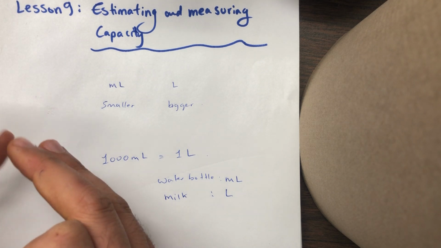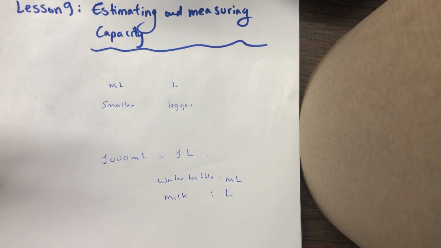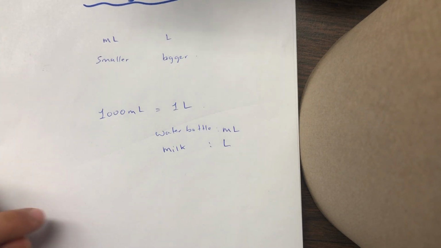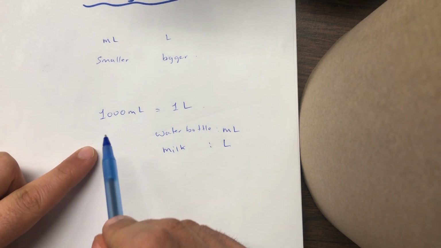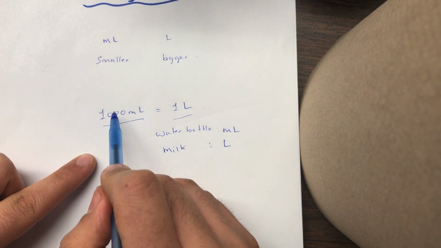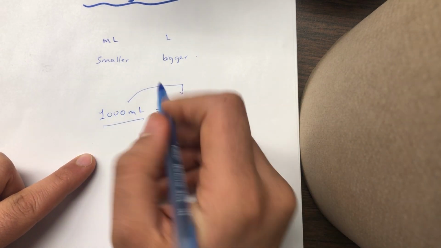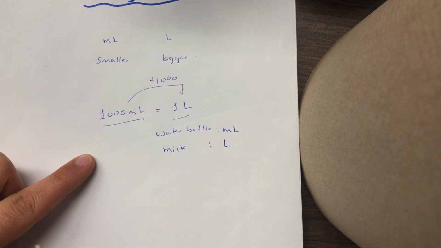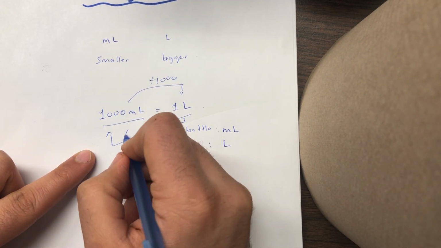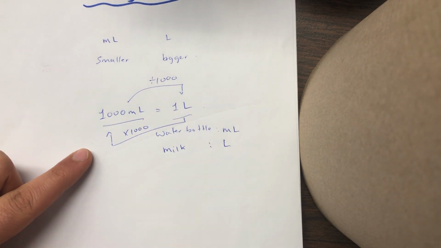So that's a question that I could ask. I could give you different objects and tell you, would you use milliliters or liters? Again, if it's smaller, we'll go with milliliters. If it's bigger, we'll go with liters. Also in this lesson, there's going to be a lot of conversions. So for example, before giving an example, 1,000 milliliters is equal to 1 liter. That means to go from milliliters to liters, we are dividing by 1,000. And to go from liters to milliliters, we are multiplying by 1,000.